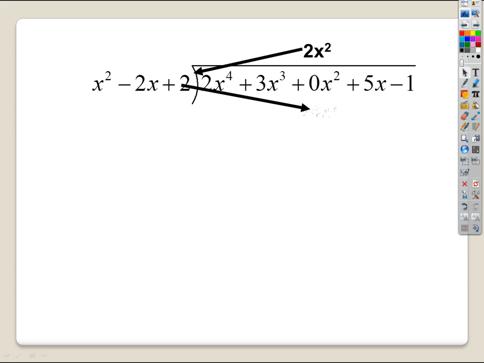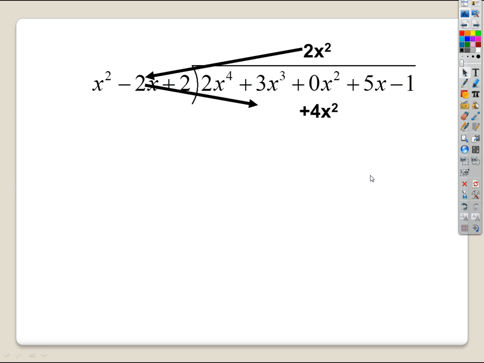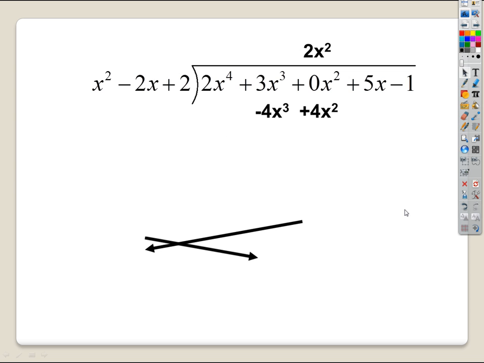2x squared times negative 2x is what? Negative 4x cubed. Right? x squared times x to the 1 would be x cubed, so that's going to go in the x cubed column. And then finally, 2x squared times x squared is 2x to the 4th. That's not a surprise because we picked it so it would do that. We want the big terms to cancel when we subtract. That's why we picked this number. So the big ones are always going to go away when we do long division.